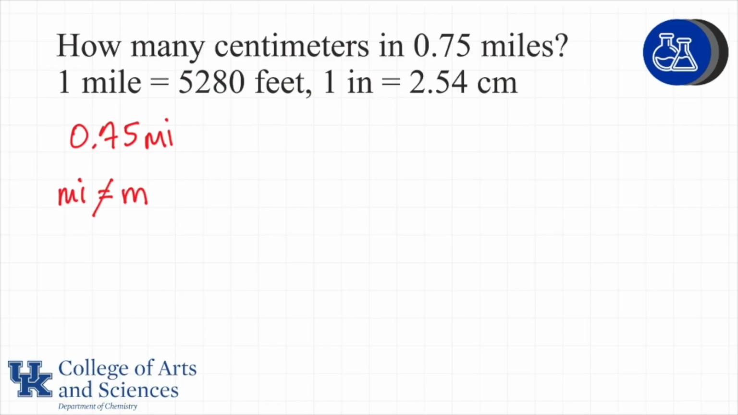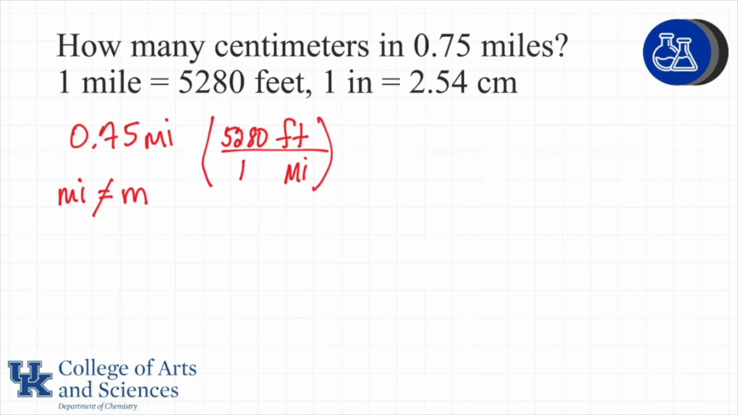And notice that I put MI, not M. Abbreviations matter because the difference between miles and meters is pretty significant, so we have to make sure we're using the right units. We always want a unit with our numbers, but we have to make sure we're using the right units and the right abbreviations. So I have miles in the numerator, which means I need to have miles in the denominator, and then I can put feet in the numerator because I have a relationship between miles and feet. So 1 mile is 5,280 feet.